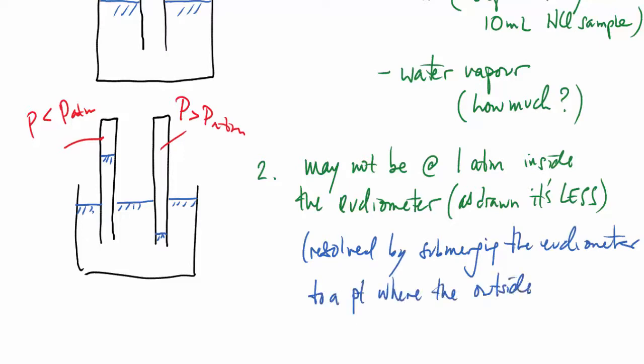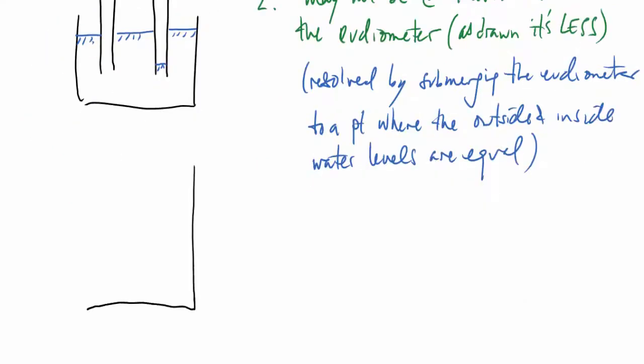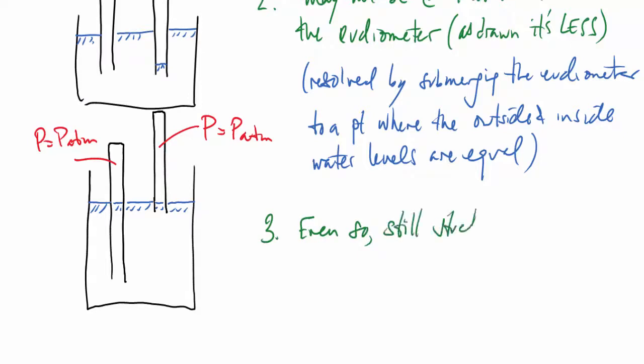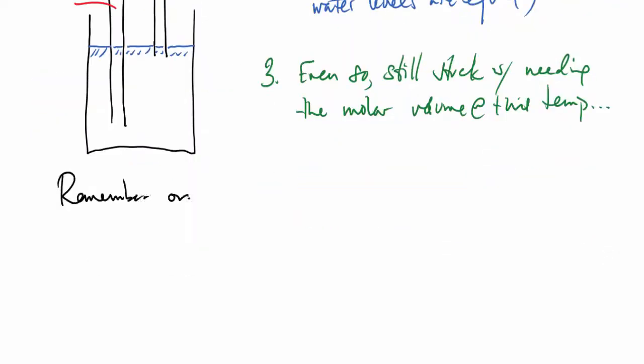So let's just redraw that last set of two eudiometers there, and we'll submerge them to such a degree that the water levels on the inside and outside are equal. So move the left one down and the right one up. And now the pressure level inside and outside will be equal. So one thing with eudiometry, if possible, measure the volumes of a gas where the outside and inside water levels are the same. Even so, we're still stuck needing the molar volume at this temperature. So how do we get that molar volume?